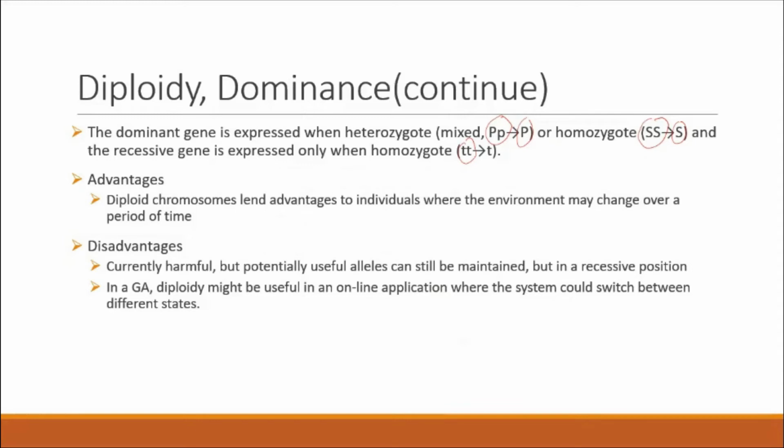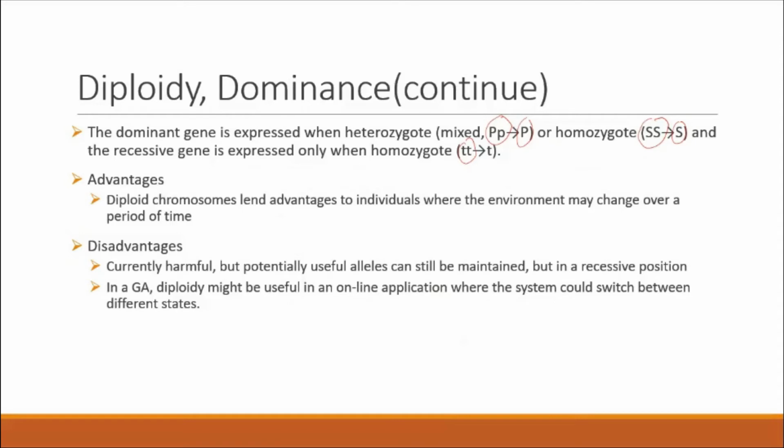The advantage of this is that diploid chromosomes lend advantages to individuals where the environment may change over a period of time. Even if the environment, that is the search space in our case, changes over a period of time, the recessive gene is still present in that particular chromosome. That will give us a chance of reviving that particular allele for that particular gene in a later period of time. That is the one advantage.